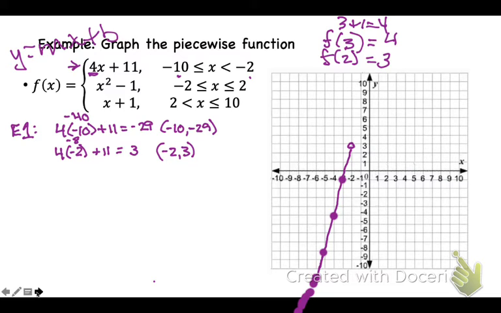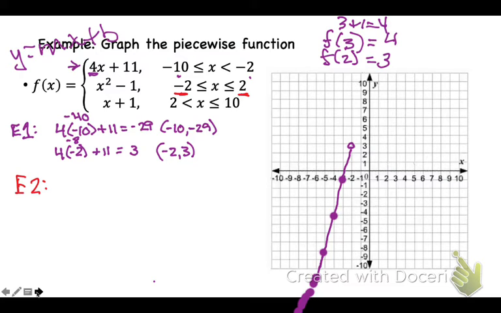Now, did I get the first piece done? Is that from negative 10 to negative 2 done? Yes? So now I'm going to do from what to what? Negative 2 to what? 2. So, equation 2, I've got to pick a different color. How about red? So, equation 2. What are my endpoints for that? Negative 2 and 2. So, I'm going to plug them in.